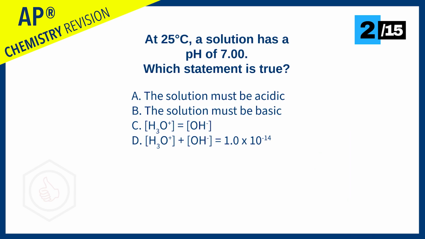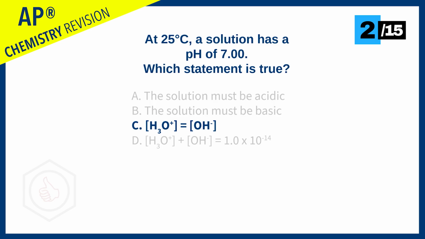The answer is the concentration of H3O+ ions equals the concentration of OH- ions. Because at 25 degrees Celsius, pH 7 represents a neutral solution in which the concentration of H3O+ ions is the same as the concentration of OH- ions.